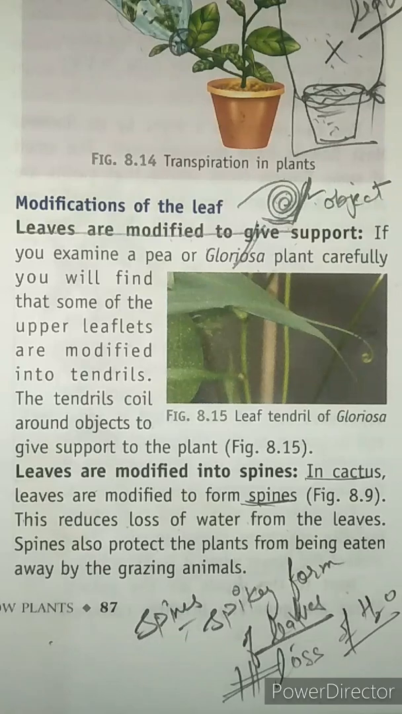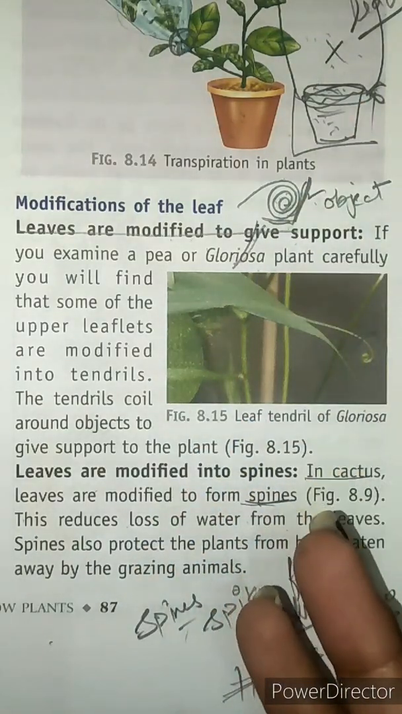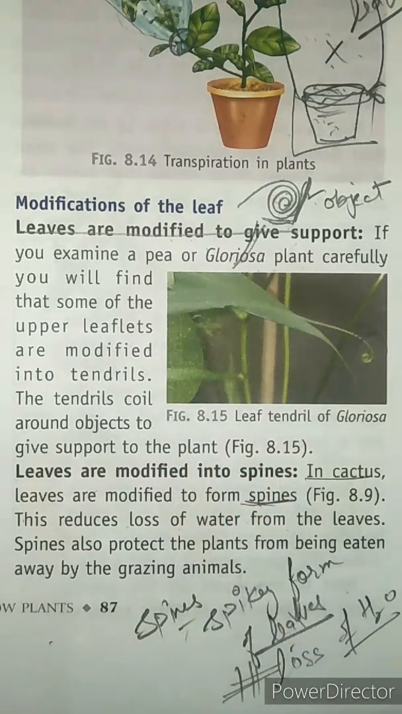So students, these were the things that we needed for today, and in the next video we will continue with our next topic, that is flowers and fruits. Until then, you need to get more knowledge about the modifications of leaves and even the experiments that we did. Clear?